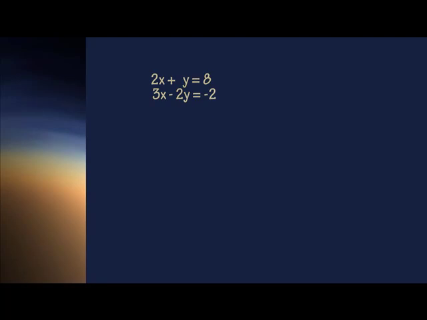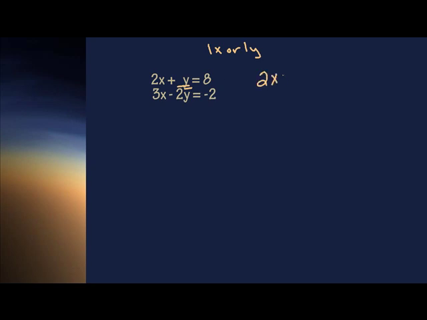We're going to use the substitution method to solve this system of equations. Now, the substitution method is basically what it says. We're going to substitute. So what you do is you look for an x or a y by itself. That means I'm looking for a 1x or a 1y. Well, here's a 1y right there. So I'm going to solve for y.